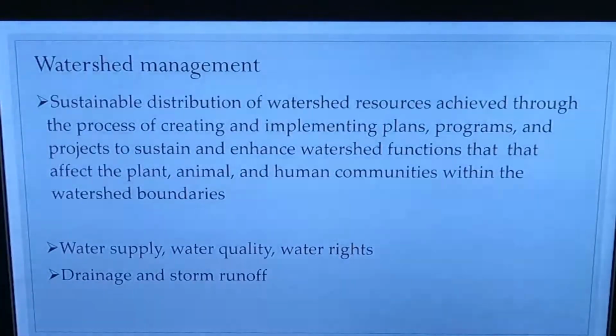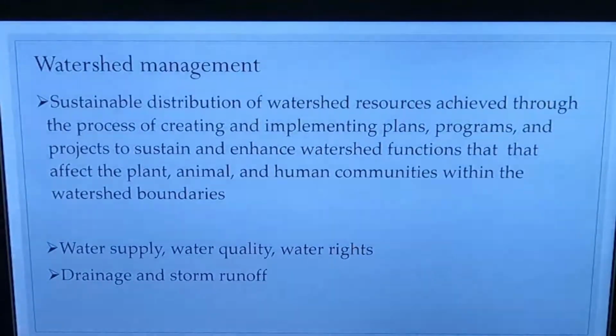Not that we need to write a whole bunch of stuff down on this slide, but just to understand the principles of why we are managing our watersheds. Mostly because they enhance those watershed functions that influence plants, animals, and humans within that watershed. Because we all live inside this bowl. What is the impact of one of our activities, or the rain, on our life in this bowl? And so that's where it's going to come into water supply.